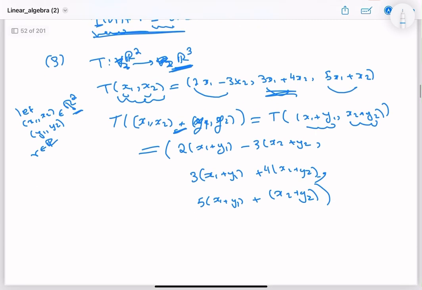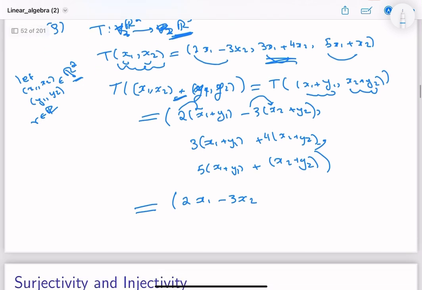So you see here, if you just distribute these things, what do you get? Well, you get 2 times x1, and from here you get minus 3 times x2, right? So let us write this. We get 2 times x1 minus 3 times x2.